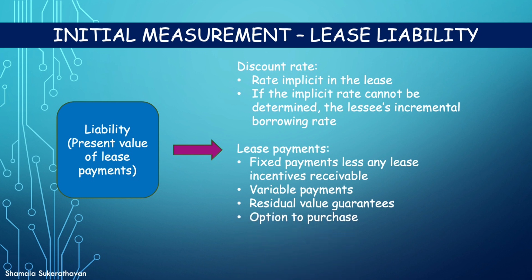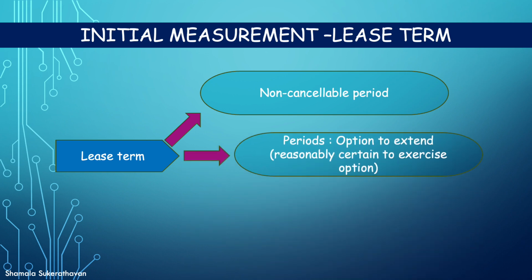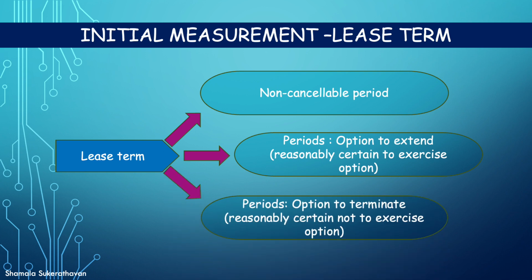4. If the lessee is reasonably certain to exercise the option to purchase the asset, then the exercise price of the option shall be included. 5. Termination penalties if the lease term reflects the expectation that these will be incurred. In calculating the initial amount of the lease liability and right-of-use asset, the lessee must consider the length of the lease. IFRS 16 states an entity shall determine the lease term as the non-cancellable period of a lease together with periods covered by an option to extend the lease if the lessee is reasonably certain to exercise the option, and periods covered by an option to terminate the lease if the lessee is reasonably certain not to exercise the option.